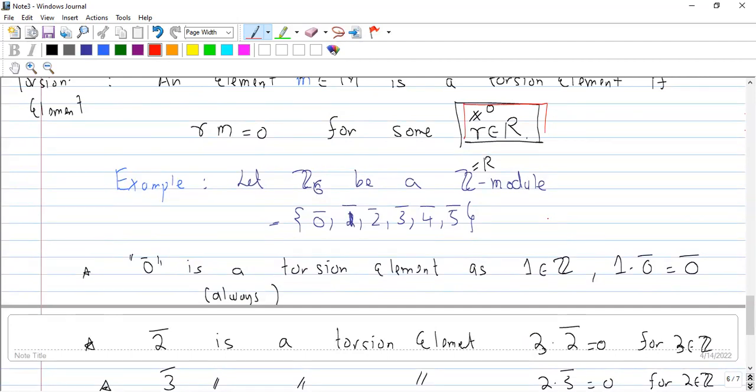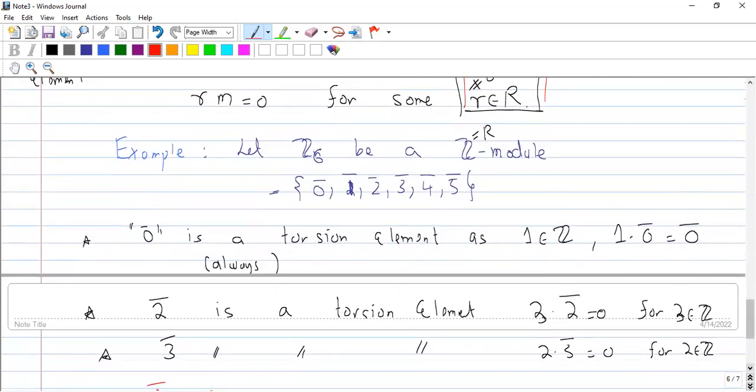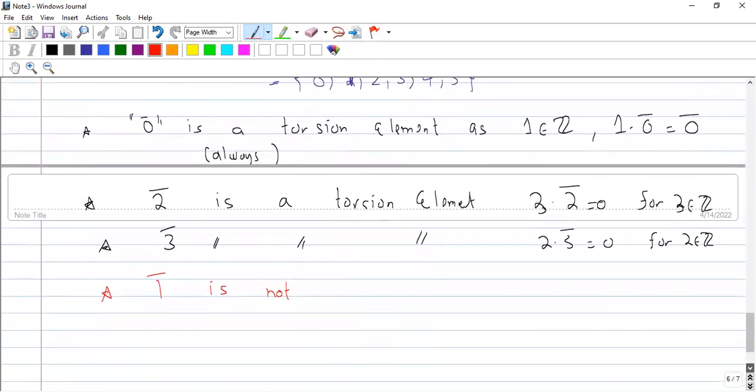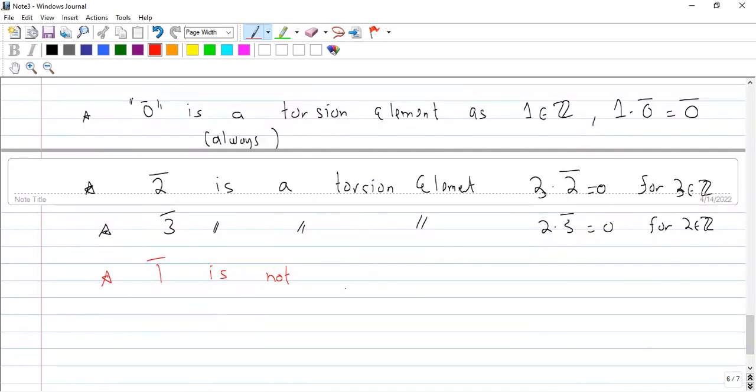So you multiply 1 with any non-zero integer, say 6. Sorry, I made a mistake. So 1 bar is also a torsion element. Yes, in this case you can check, because 6 into 1 bar gives answer 0.